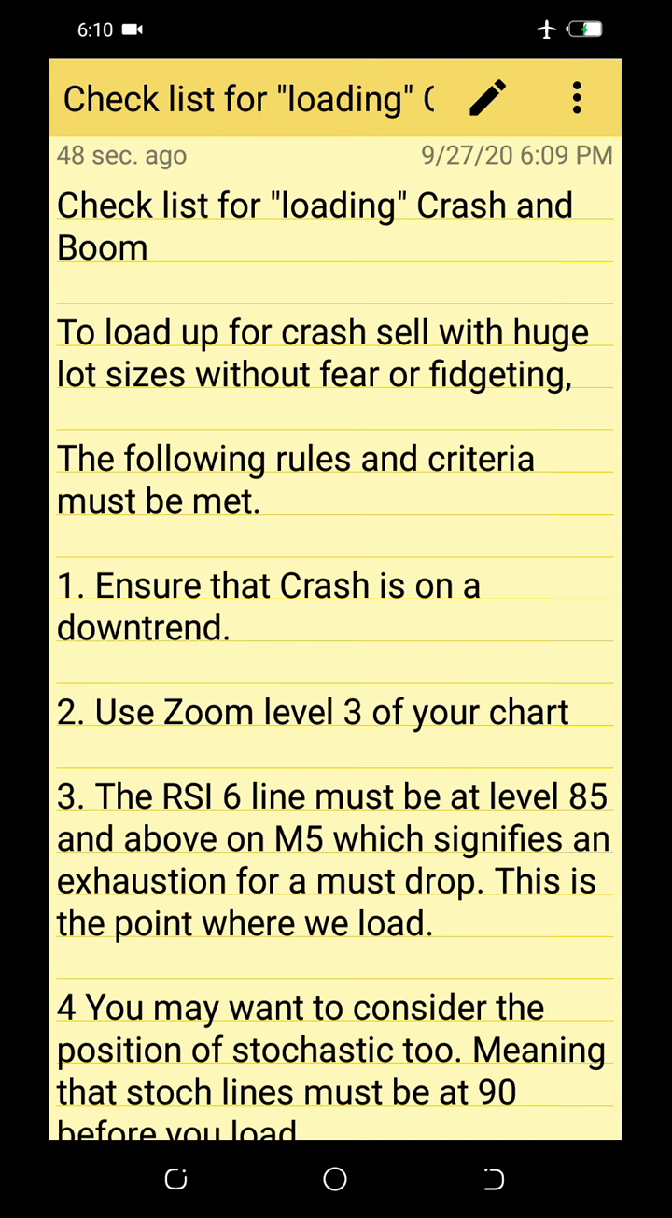I had promised that I was going to make this video. This video is basically for loading crash and boom. When I say loading, I mean you use very huge lot sizes, and then within a few minutes or seconds it drops on you with massive profit. How do you do that?